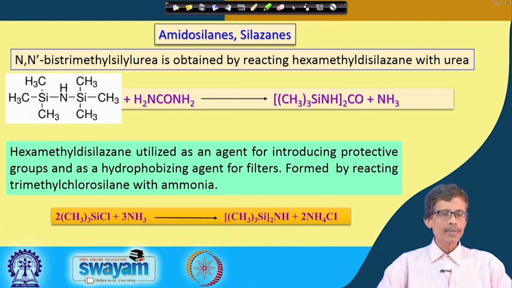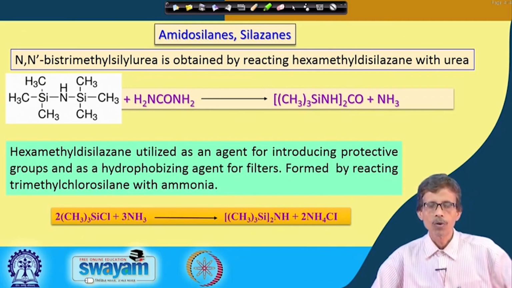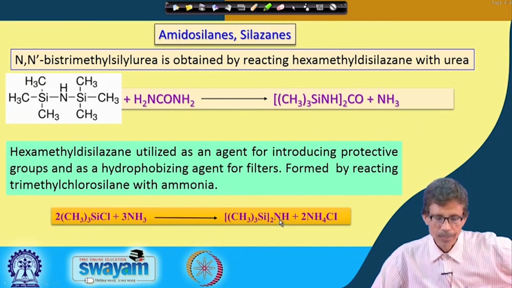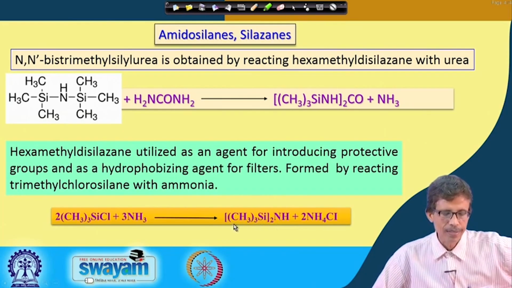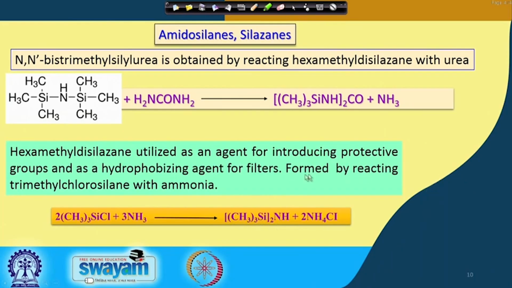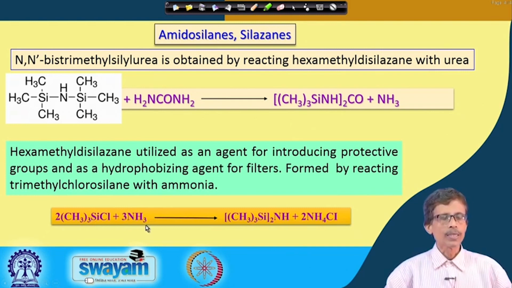So, when you have NH3, the reaction course is a little bit different, but you again have some kind of secondary amine function, because the amine function now is around this NH function. So, NH, Si, CH3, CH3. So, how do we get this material? We can obtain it from the reaction of trimethyl chloride with ammonia.